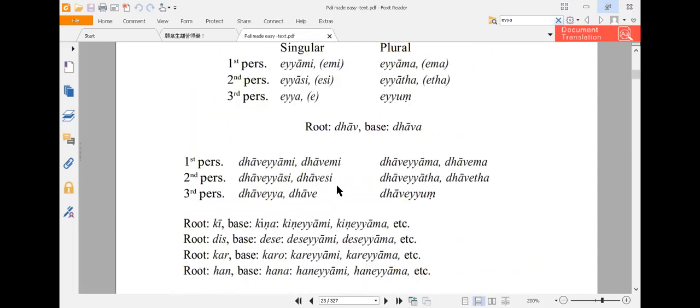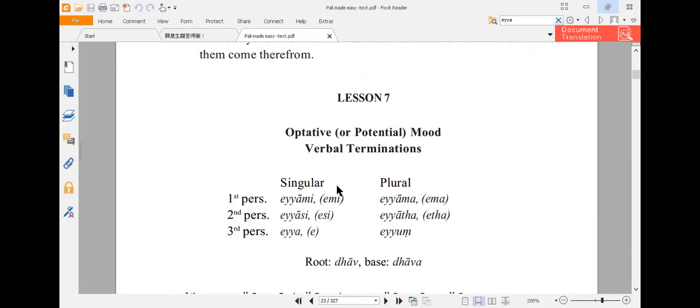So let's go to the optative. It is called optative because it's kind of an old option. A potential means that it can happen. And the verbal termination is, all right, this one is a long one. A is a short one. So I will recite like this: aya, ayum, ayasi, ayata, ayami, ayama.